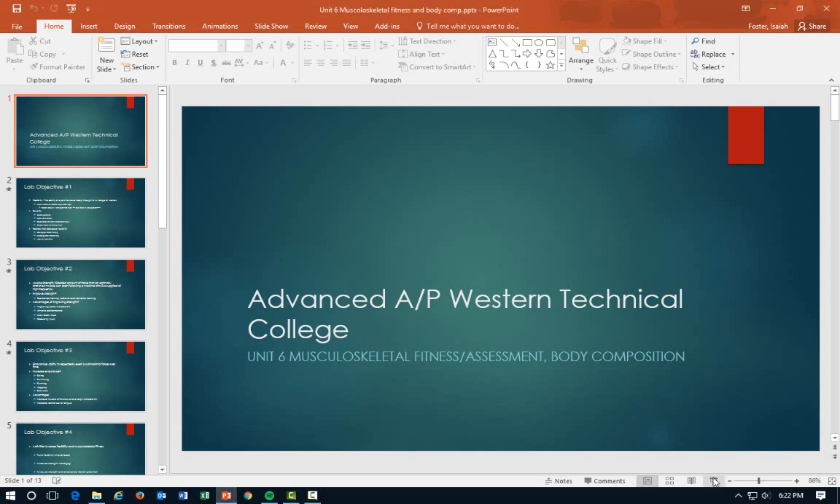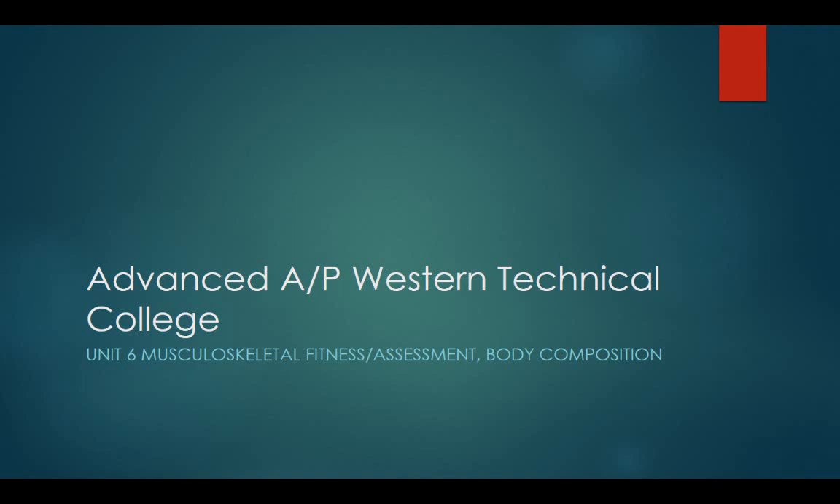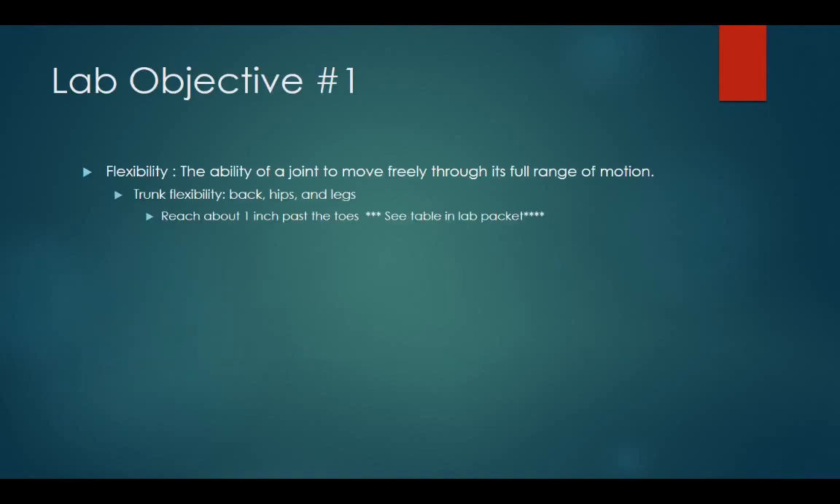All right, welcome to this portion of Advanced Anatomy and Physiology, and in this unit, this is the lab unit, Unit 6 on musculoskeletal fitness and assessment along with body composition. This one was not recorded in front of a classroom, so we'll just go through this as a voiceover PowerPoint with you. There are I believe two sections in your lab packet that this is going to cover: musculoskeletal fitness and assessment, and then also body composition. So there are some pages to review this material in, but we'll go through some of the details right here.